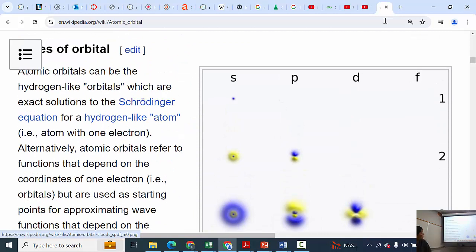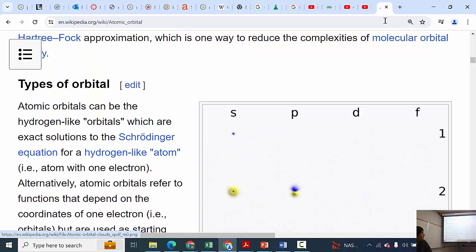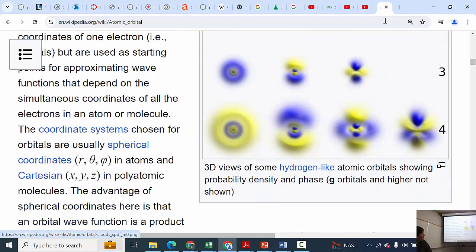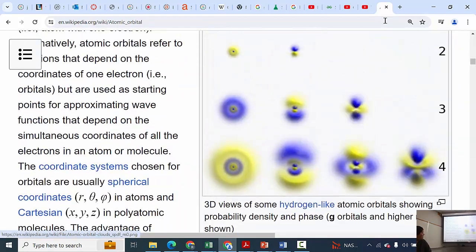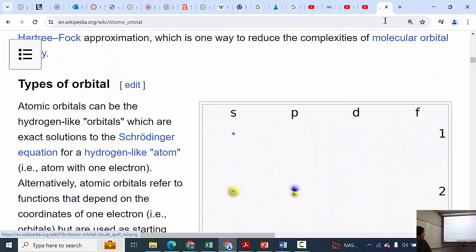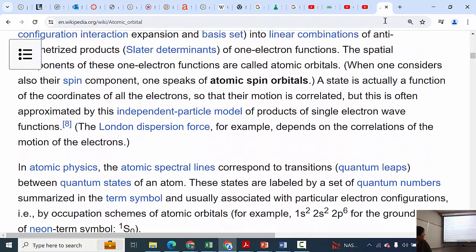Here, the lowest energy one is here. Then we have these higher energy ones here. The color coding is just to show you the amplitude: positive, negative, positive, negative. And we describe these using the symbol psi and three variables, N, L, and M.